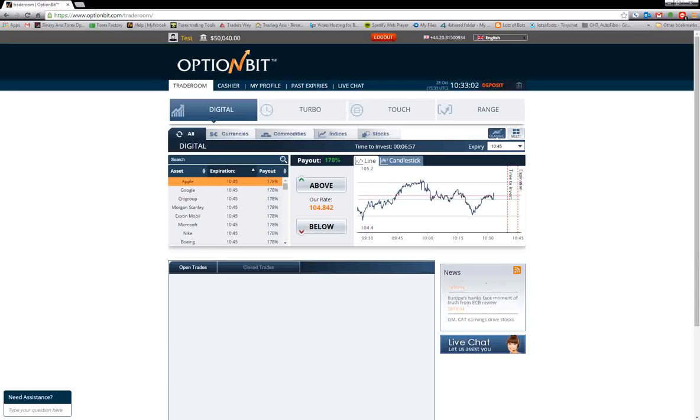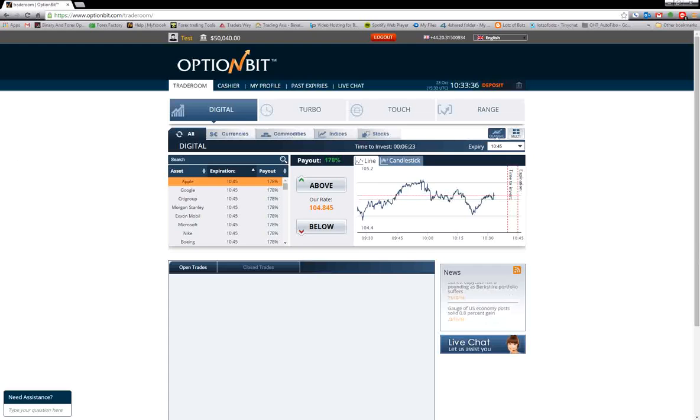OptionBit's been around since, I believe, 2010. They originally started off as a spot option, but they did do a revamp recently. So if you've used them a long time ago, their site is completely different now, as they switched over to TradeLogic, which I don't have that much experience with, but it does look a little bit nicer than the typical spot option platform. The layout's a bit different, so if you're used to spot option, this is definitely going to be different for you.